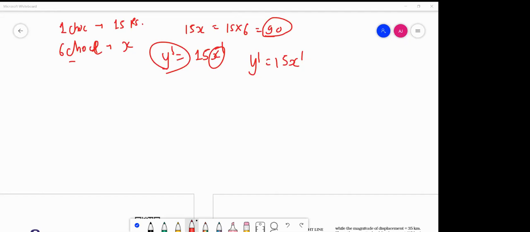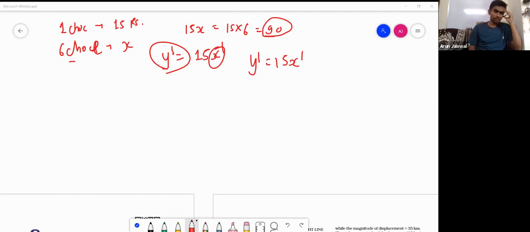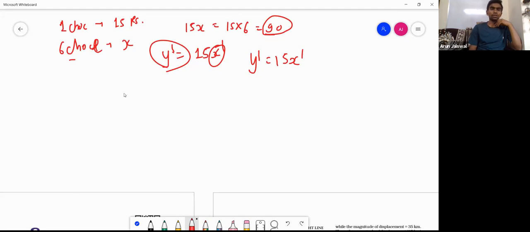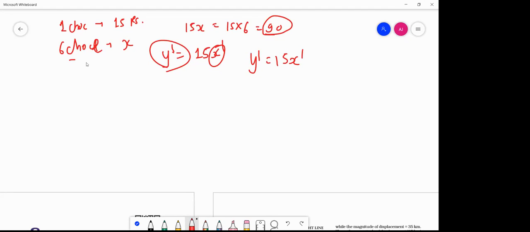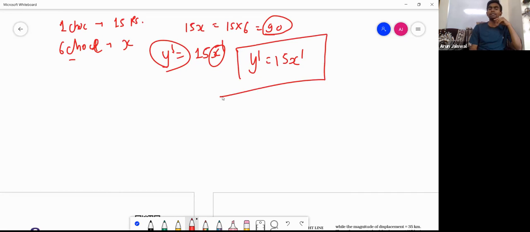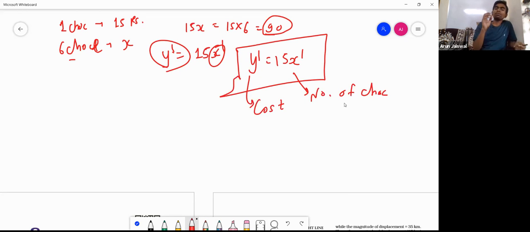So in this particular case, which we were discussing, if the cost of one chocolate is 15 rupees and let the cost of six chocolates be x, we can represent it in the form of an equation as y = 15x, where y equals total cost and x equals number of chocolates. So when you put different values of x, you will get different values of y.